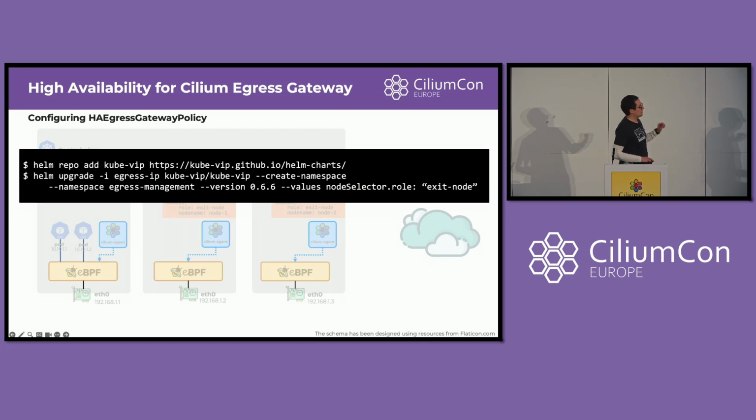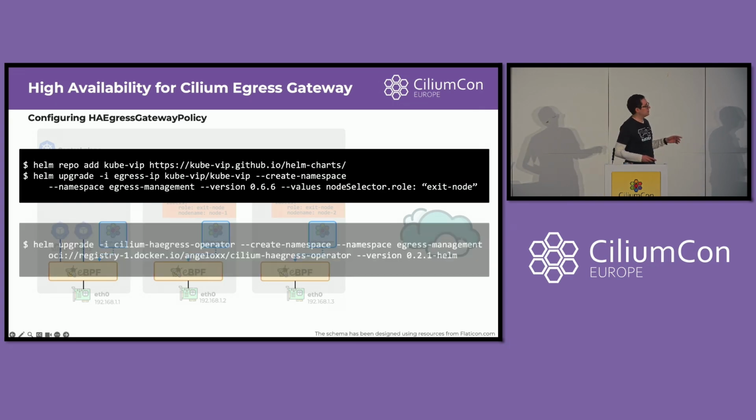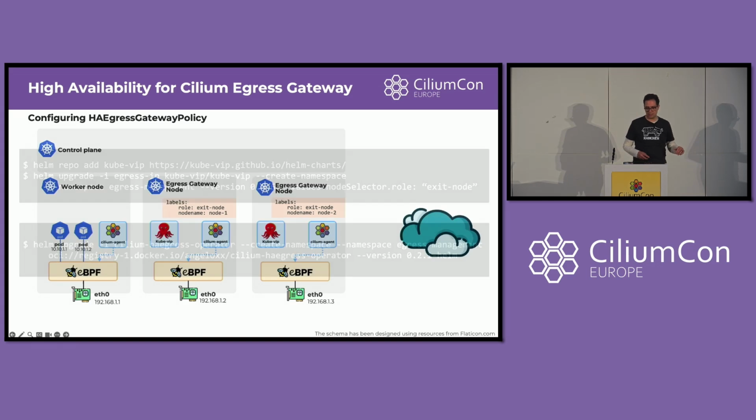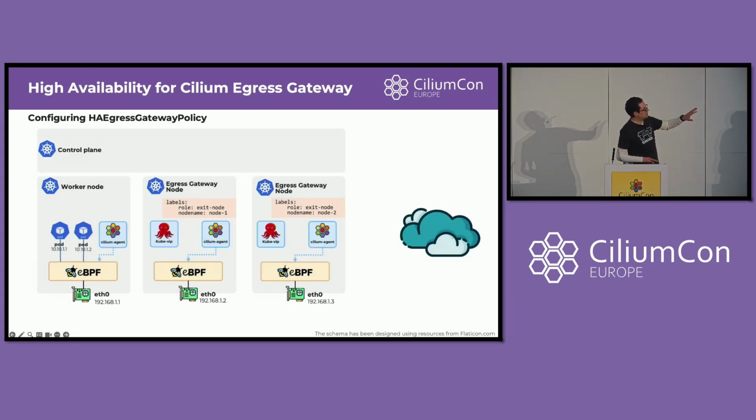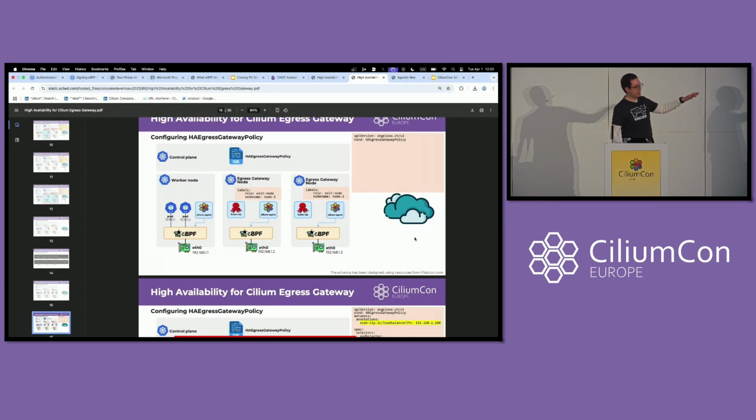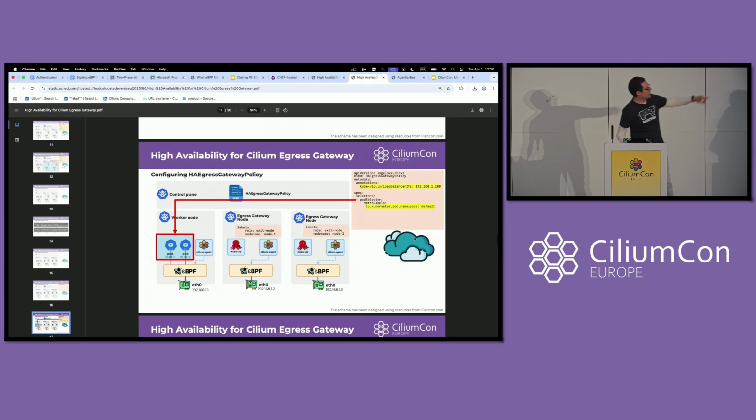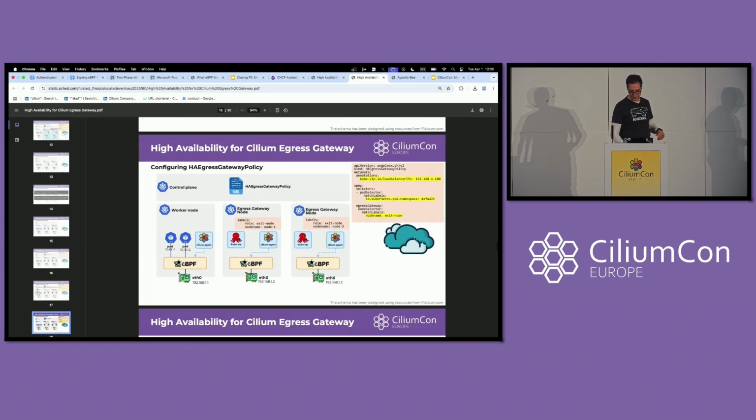We can go back to our cluster and install a requirement, kube-vip, that is needed to manage our floating IP address. We can install our operator, and then we have a kube-vip waiting on the Egress Gateway node for something to do. We can create an HA Egress Gateway policy that uses the same syntax as a Cilium Egress Gateway policy, and we can select our workloads. We can add an annotation that will be used by kube-vip to use that specific IP address as the exit IP address, and select a generic node selector.